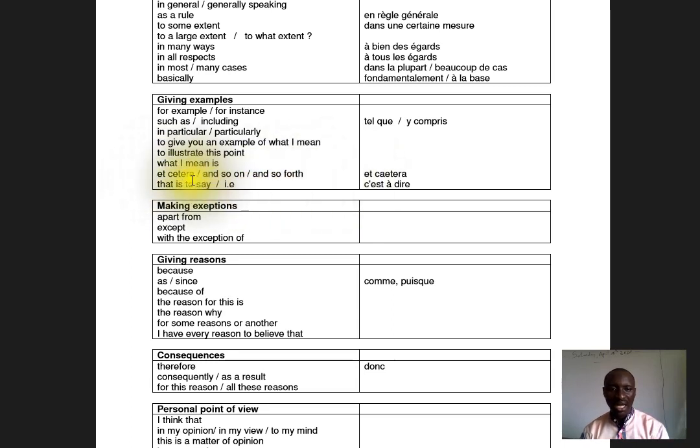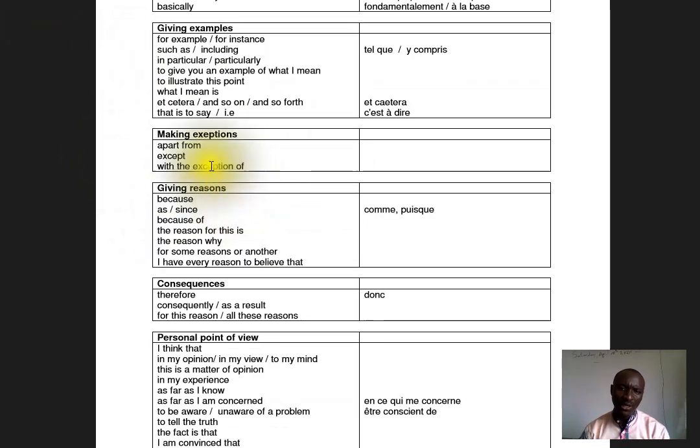Okay, etc. That is to say, c'est-à-dire, okay. Making exceptions. If you want to make exceptions, you can use apart from, or except, or with the exception of. So you have three elements: the first element is apart from, the second element is except, the third element is with the exception of.